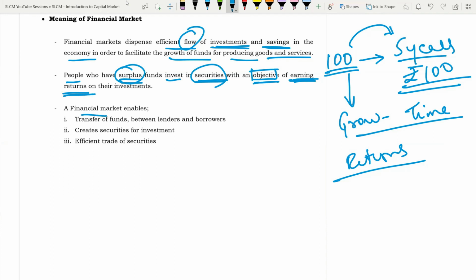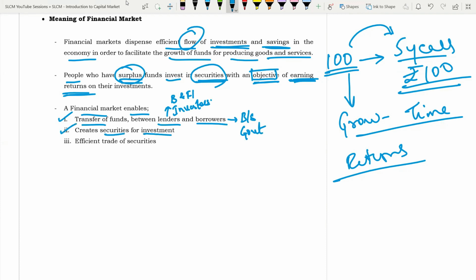So the financial market enables, first and foremost, the transfer of funds between the lenders and the borrowers. These lenders can be banks and financial institutions. It can be the actual investors in the stock market. Borrowers can be business entities, government authorities, government bodies which are in need of funds, etc. They create securities for investment.